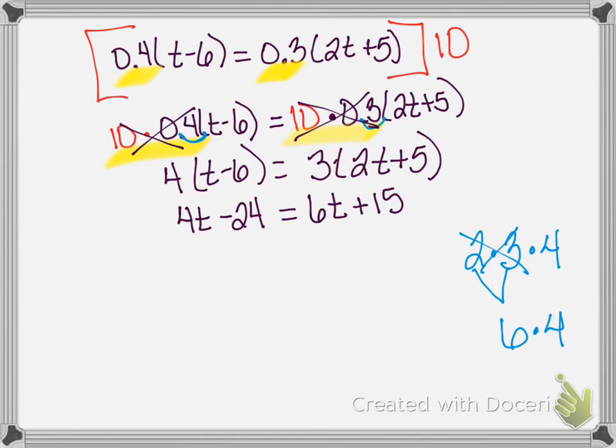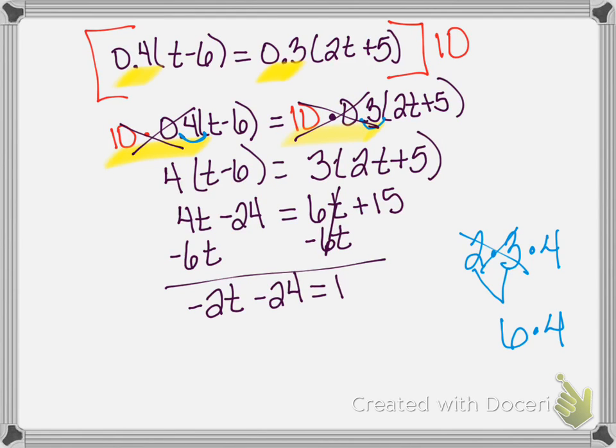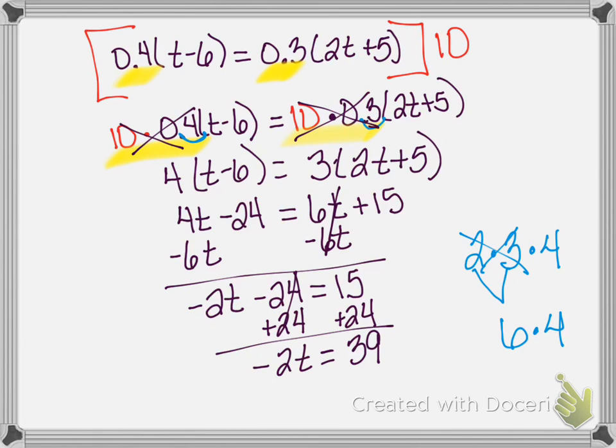Okay. I'm going to move my variable to the left because that's an excellent habit to get into. So I have negative 2t minus 24 equals 15. I add 24 to both sides. Negative 2t equals 39. So my final answer is t equals negative 39 over 2.